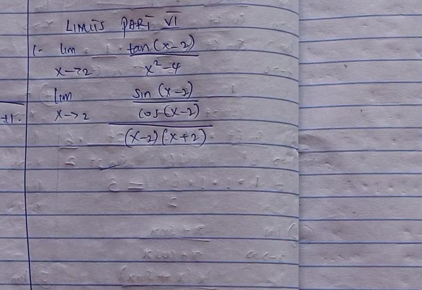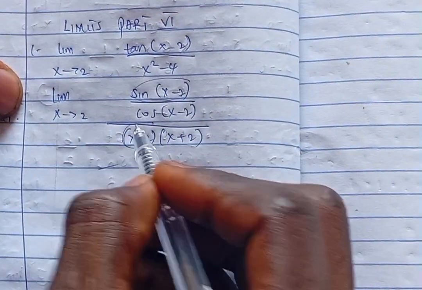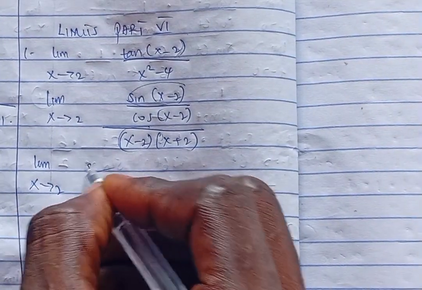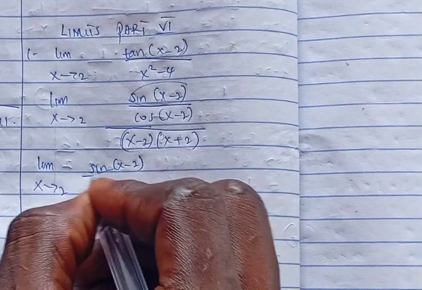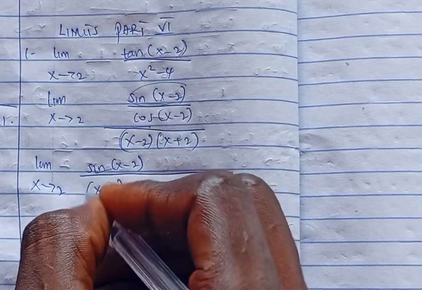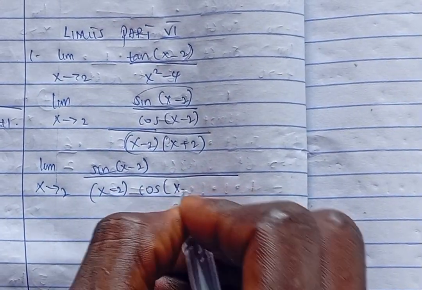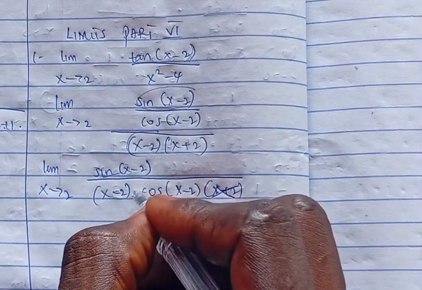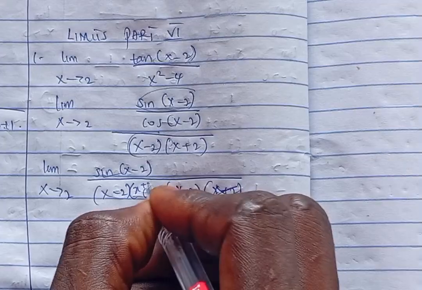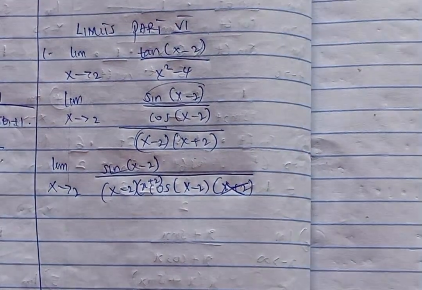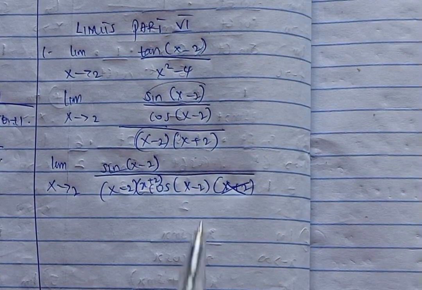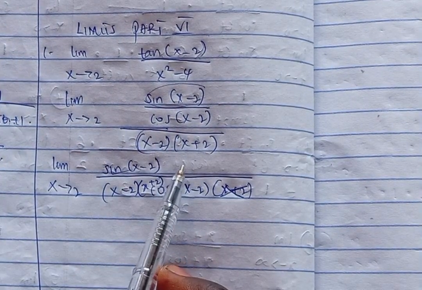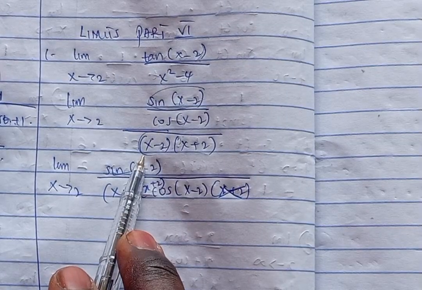Now, this one and this one, I can make them a standard limit by saying the limit as x tends to 2 of sin(x minus 2) over (x minus 2), times 1 over cos(x minus 2)(x plus 2). Let me put this x plus 2 here. I hope you understand. I just bring this cos down. It's just the reciprocal. You just bring this one back to the denominator.